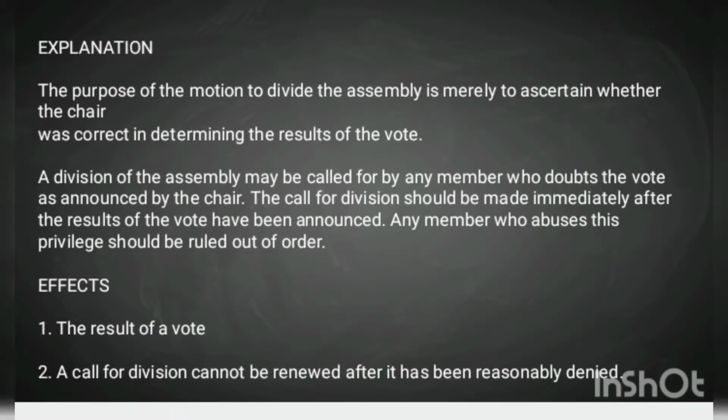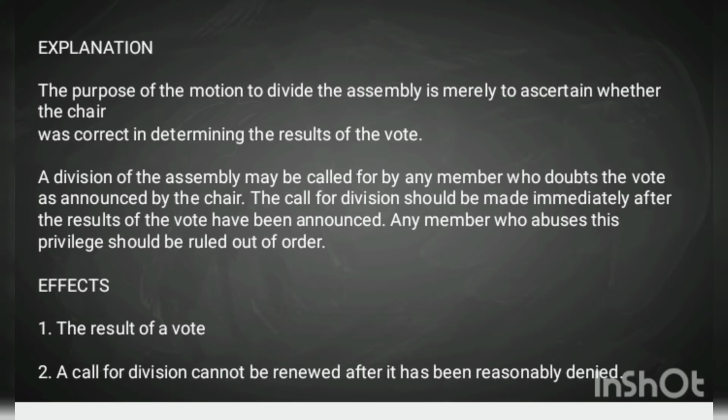The purpose of the motion to divide the assembly is to have a new vote taken on the pending question, just like the motion to reconsider. The difference is that the purpose of the motion to divide the assembly is merely to ascertain whether the chair was correct in determining the results of the vote, while that of the motion to reconsider is to find out if some members have changed their stand on the question after it has been rediscussed.